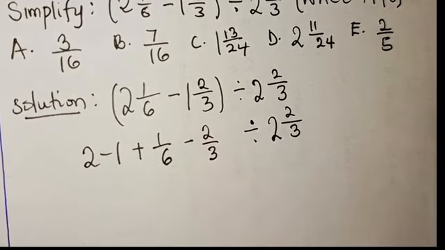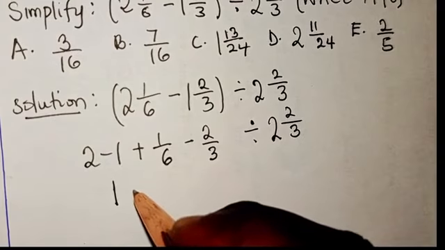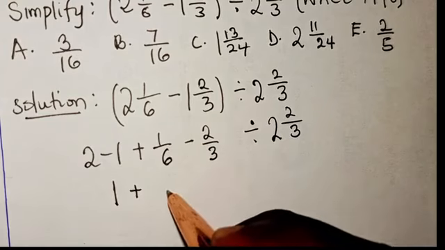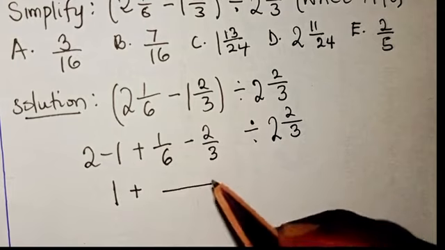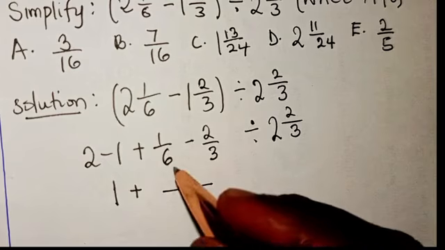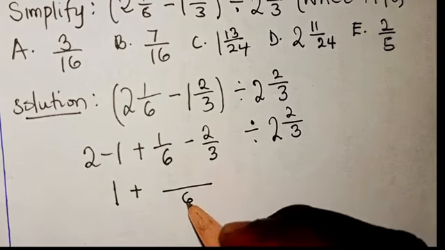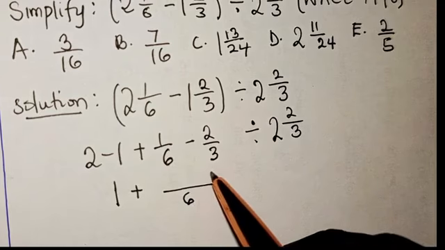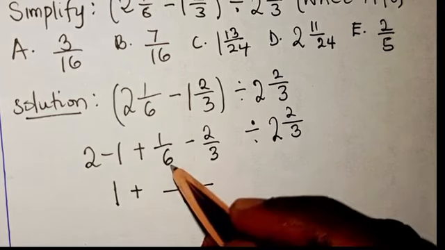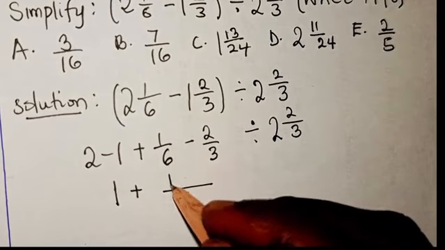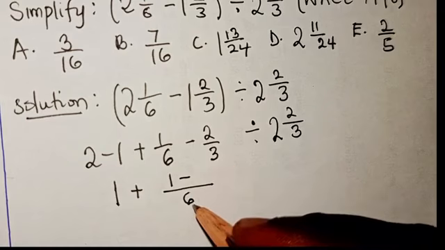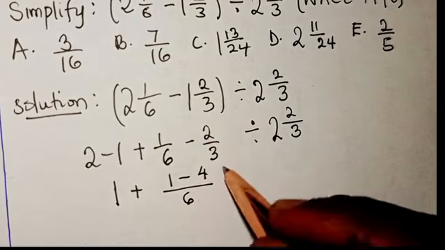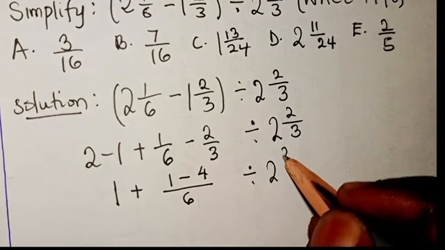From there, 2 minus 1 gives us 1, plus 1 over 6 minus 2 over 3. So we are going to look for the LCM of 6 and 3. The LCM of 6 and 3 is 6, because 6 will go in 6 without remainder, and 3 will also go in 6 without remainder. So 6 divided by 6 is 1. We're going to have 1 minus 3 into 6, that is 2, and the 2 multiplied by 2, we're going to have 4, right? Divided by 2 over 3.